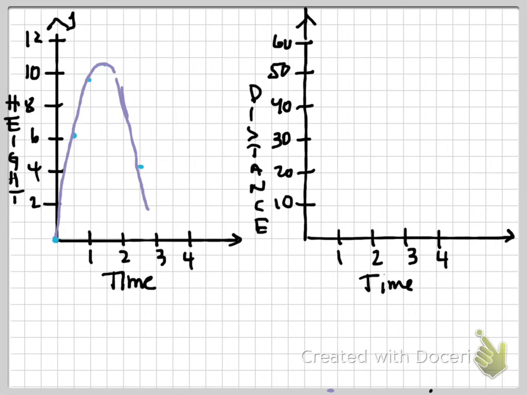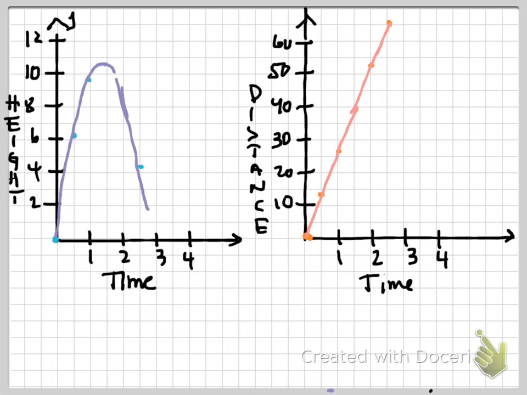Now on the other one, what did you notice about that graph? Constant. It was constant. So at 0, it was 0. At half a second, we were at 13. At 1 second, we were at 26. At 1.5 seconds, we were at 39. At 2 seconds, we were at 52. And at 2.5 seconds, we were at 65. So if I connected those up, you would see that the rate of change is different.